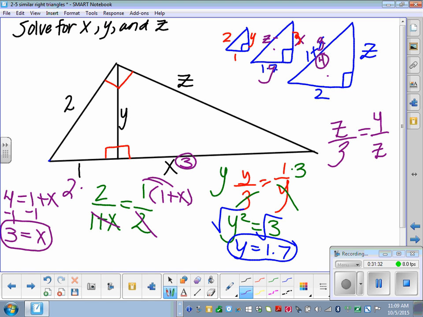Did everybody see how we set up the ratio and corresponding sides? Yes or no? Are we good? Thumbs up. If they don't really get it, they need to speak up.